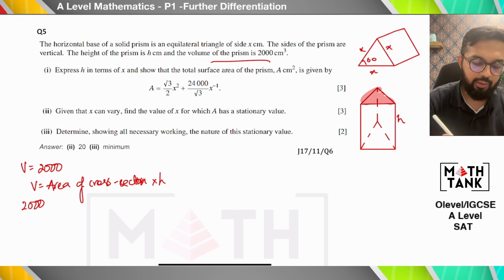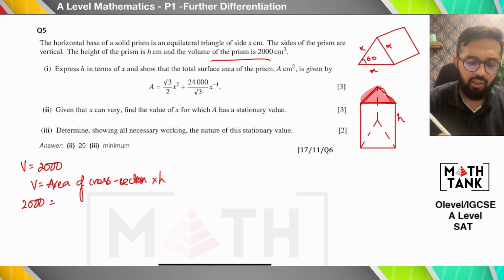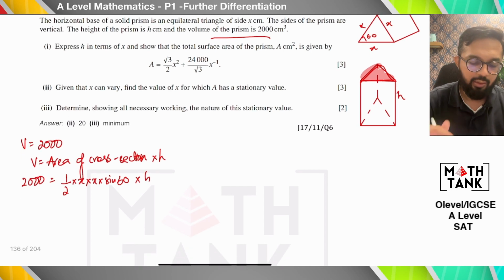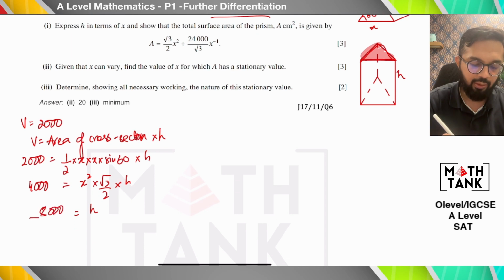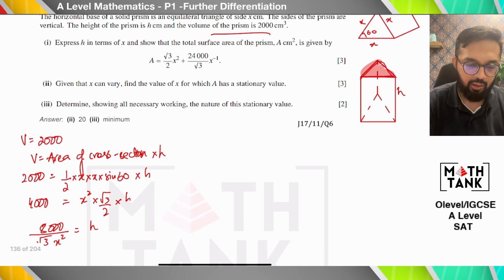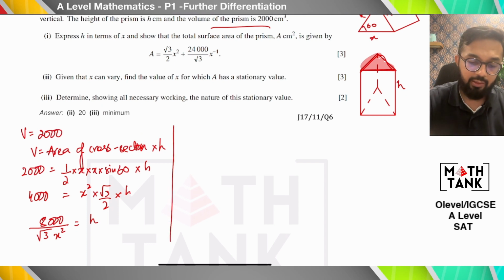So volume is 2000. What is the area of the cross section? This is this triangular cross section. Now, this is an equilateral triangle with 60-degree angles. So I'm going to use the formula half ab sine C, and C is 60 degrees, and that's times height. So this becomes 4000 equals x squared, sine 60 is root 3 over 2, times h. So h can be written as 8000 over root 3 x squared. I think that makes sense. Root 3 x squared should be in the denominator. Yes, express h in terms of x.